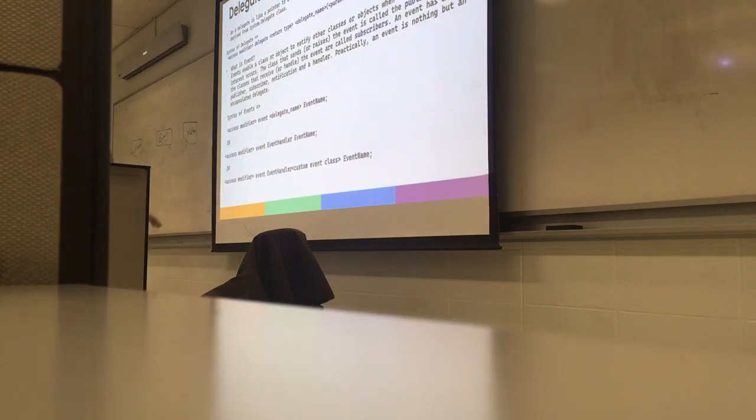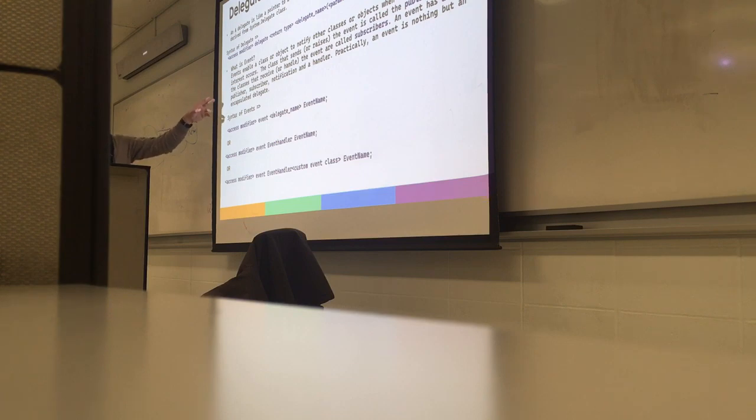A delegate is like a pointer to a function. It holds the reference of methods. All delegates are derived from the System.Delegate class. So this is the syntax of the delegate: access modifier, public, private, whatever, the delegate keyword, the return data type, maybe void, maybe integer, the name of the delegate, and the parameters. This is the signature of the delegate. So any method that corresponds with this signature, I can assign to this delegate.